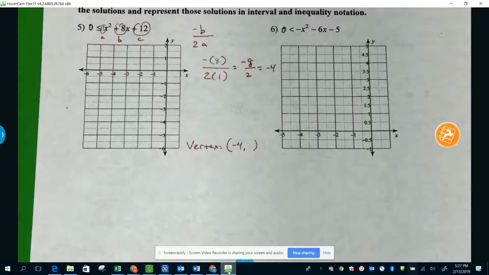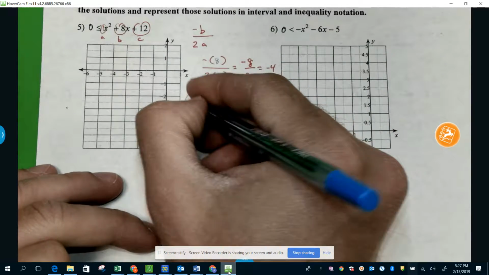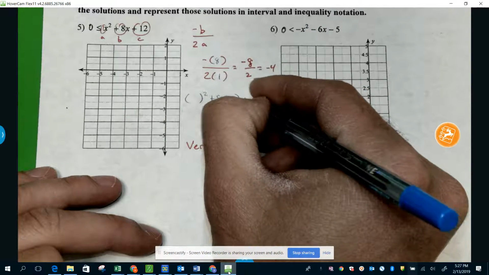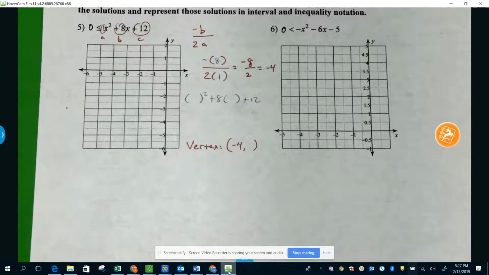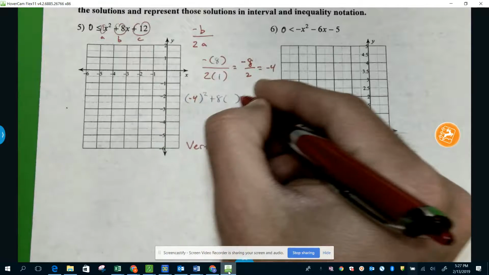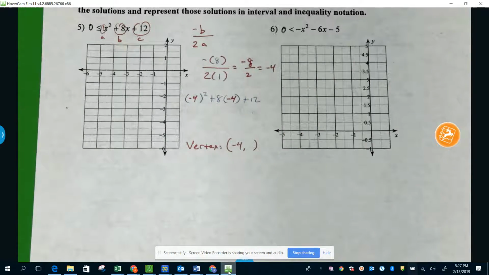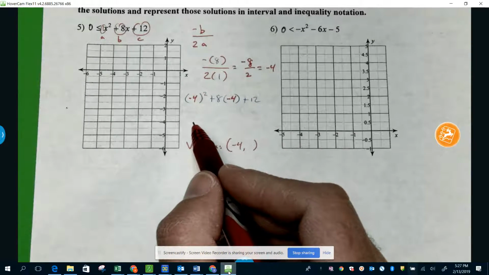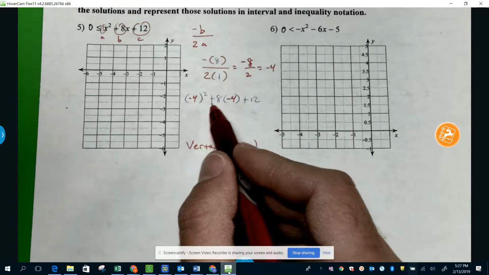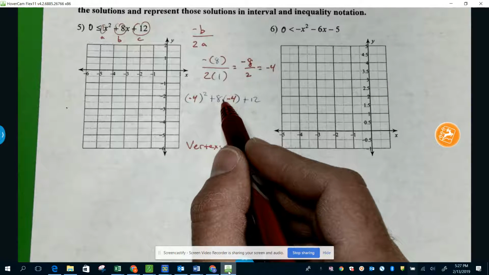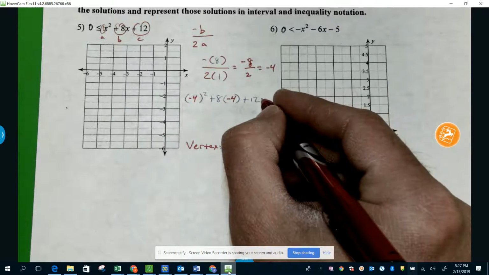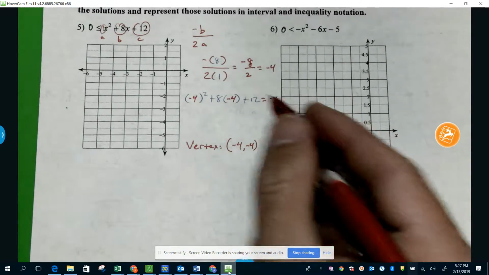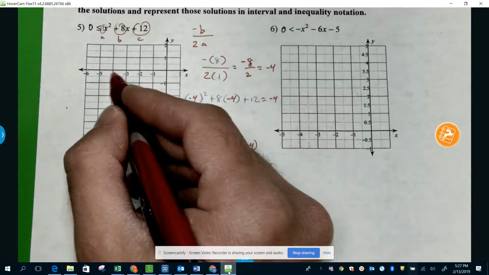Okay, so we'll take that negative 4 and plug it into the original equation, x squared plus 8x plus 12, plugging negative 4 in for those x values. I probably should have used a calculator. 16 minus 24, that's negative 8 plus 12. So it looks like negative 4 again. So my vertex there is going to be negative 4, negative 4.